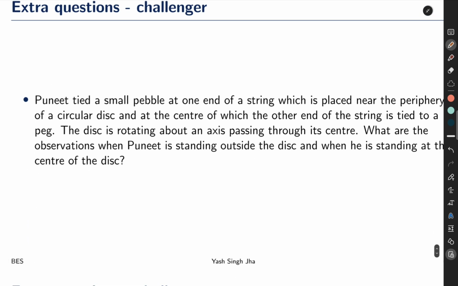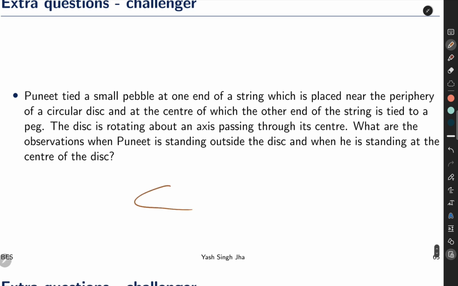There is a guy Puneet, and he tied a small pebble at one end of a string which is placed near the periphery of a circular disc, at the center of which the other end of the string is tied to a peg. The disc is rotating about an axis passing through its center. What are the observations when Puneet is standing outside the disc and when he is standing at the center of the disc? If you're not understanding, pause and read the question again. So there is a disc, and the disc is rotating about its own axis.